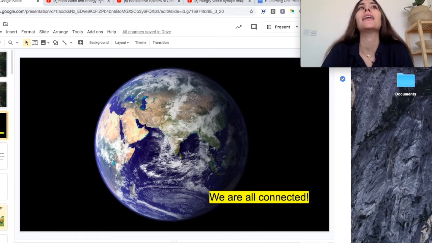So, again, what I'm trying to say here is that we are all connected. We are all sharing this one ecosystem. And what happens in one population or one species that is present in this ecosystem will impact other species that are also sharing the same ecosystem.